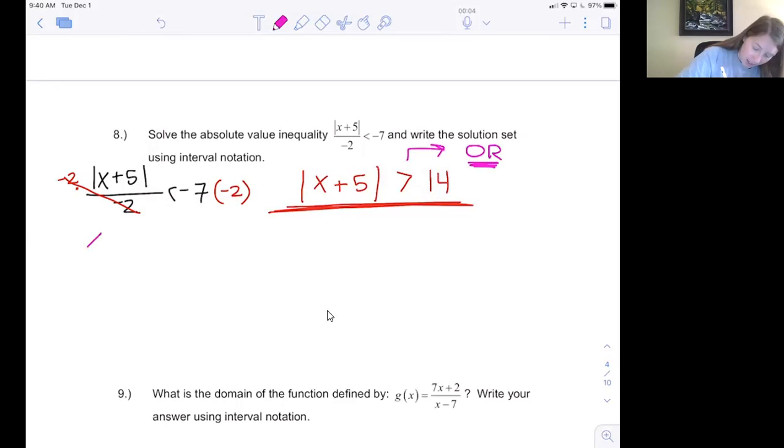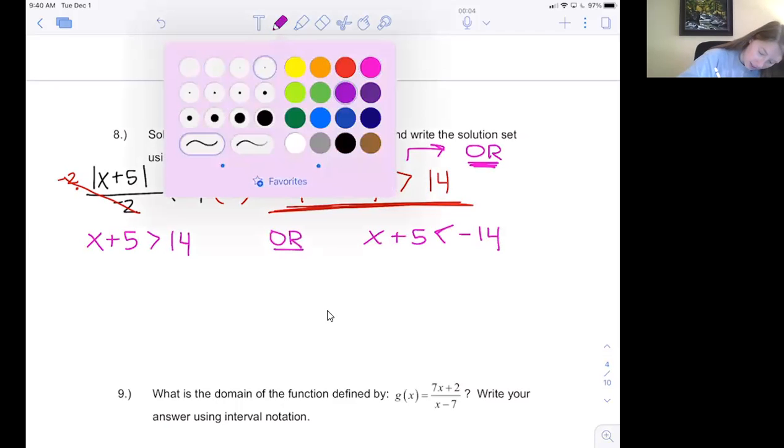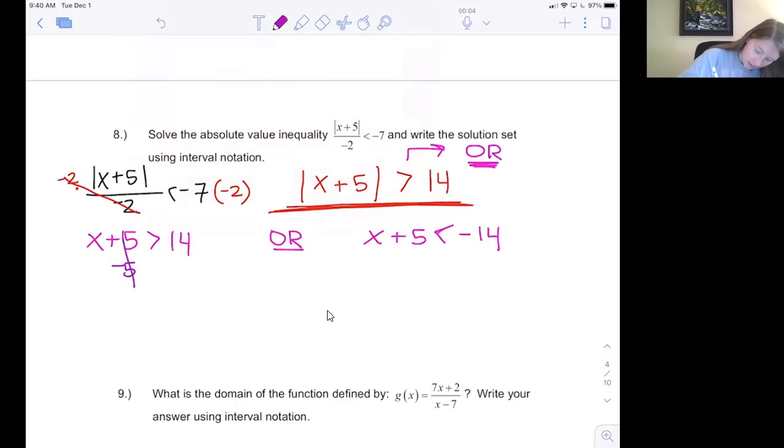So I have x plus 5 is greater than 14, or x plus 5, flip the sign and change it to a negative, is less than -14. Okay, now I'm just going to solve. And again, I'm going to do these at the same time. So I subtract 5, subtract 5, subtract 5, subtract 5. So I have x is greater than 9 or x is less than -19.